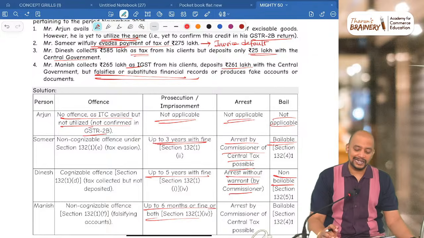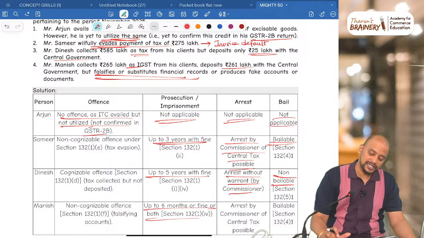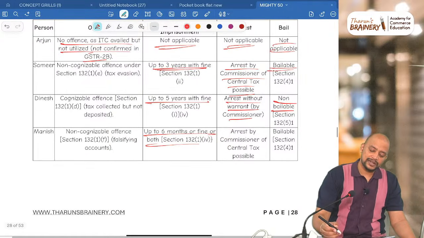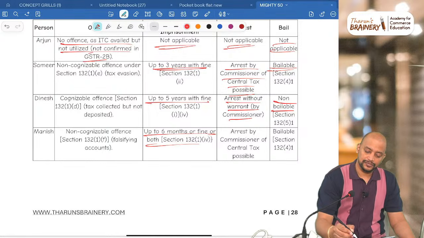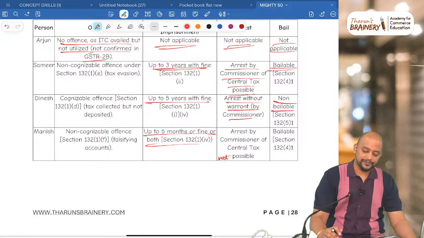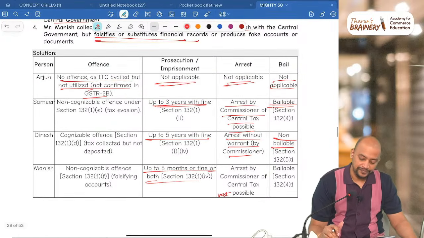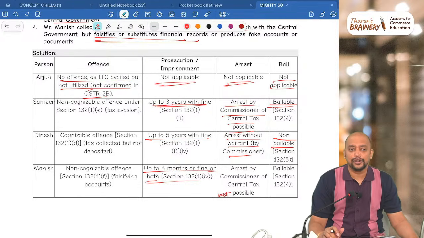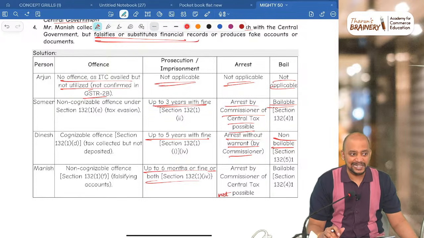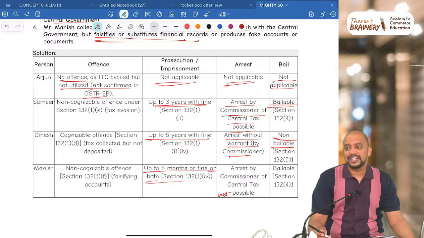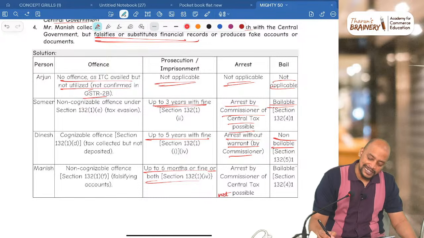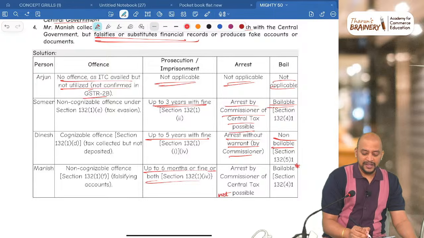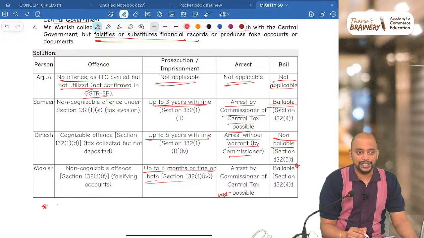And arrest: can the arrest be made with respect to this person? No. Arrest by Commissioner of Central Tax is not possible. Arrest is not possible in this case. And when arrest is not there, we should not write about the bailability etc. But in the study material they have given it, so you write it as bailable but mention a note.